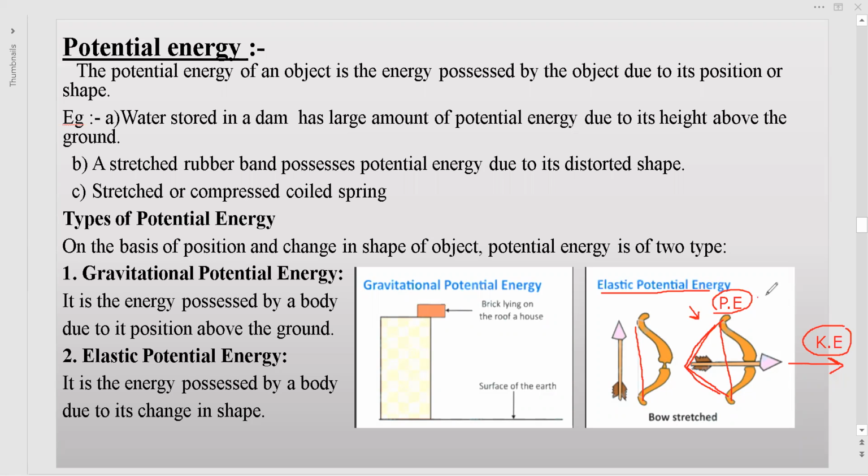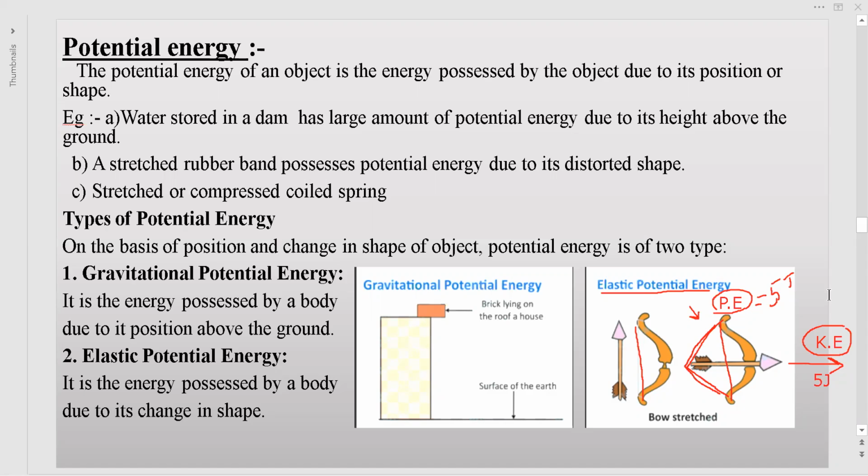Now suppose the elastic potential energy of this string was 5 joule. Then after this arrow is in motion, the arrow will be moving with a kinetic energy of 5 joule. Understood? It will move with 5 joule only. It means the total energy will remain constant.